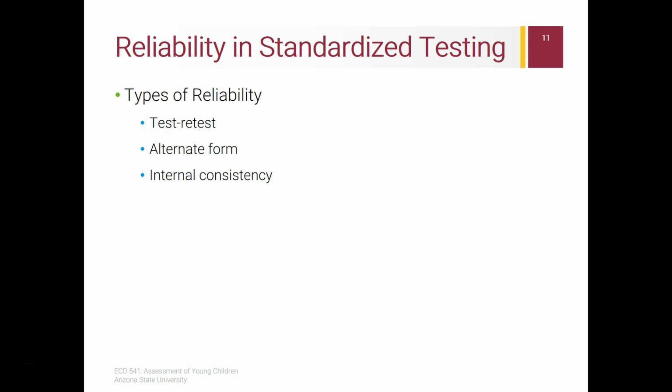There are 3 primary types of reliability. The specifics of each are beyond the scope of this course. However, you should understand the fundamental characteristics of each type. They are test-retest, alternate form, and internal consistency. We will discuss each of these separately now.